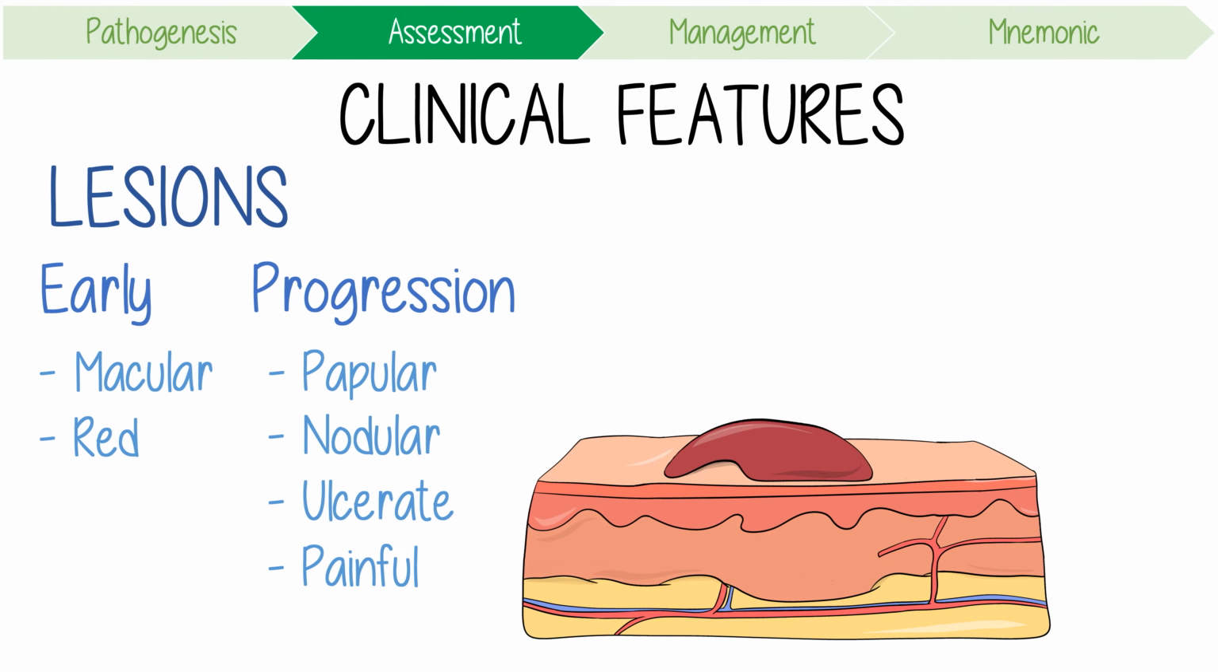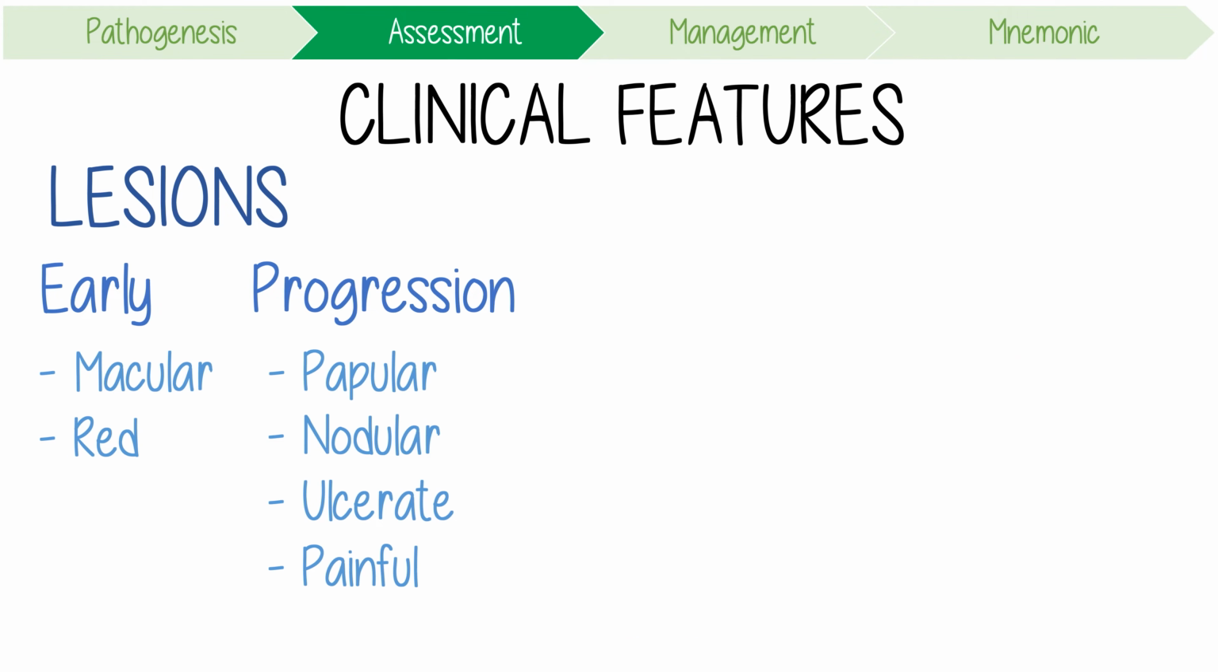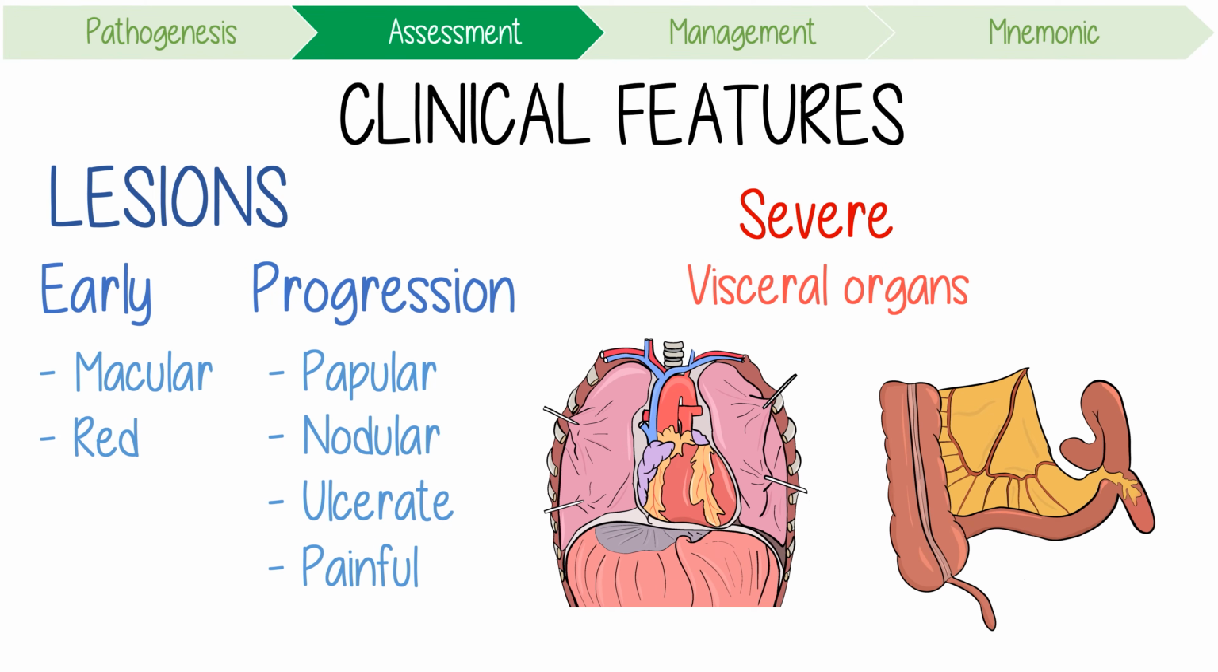Kaposi sarcoma, in association with HIV infection, may develop at any point during the illness. Generally though, the greater the immunosuppression, the more extensive and aggressive it will be. Accordingly, in severe disease, it can spread to visceral organs, especially the lungs and gastrointestinal tract.